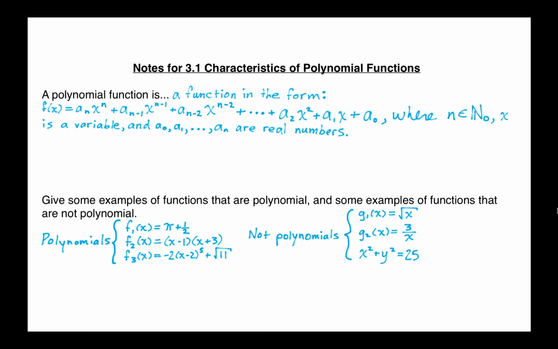And I'll just add one more to this list. I notice that it's not included here, so I guess we'll call this G3. So G3 is when you have something like 2 to the x. So x can't be the exponent. It must be the base, and the exponent must be a whole number. All right, so let's move on.